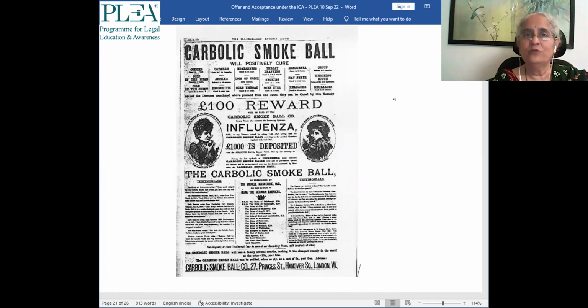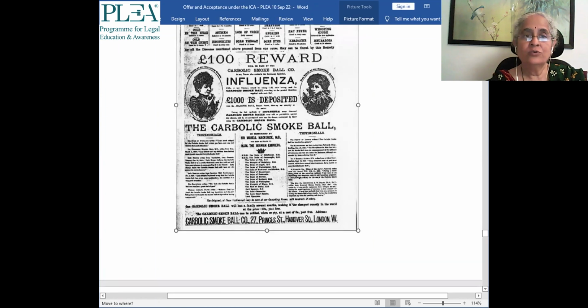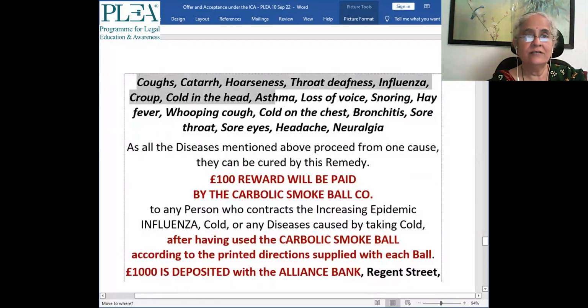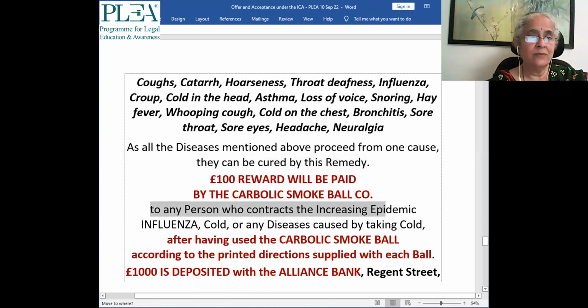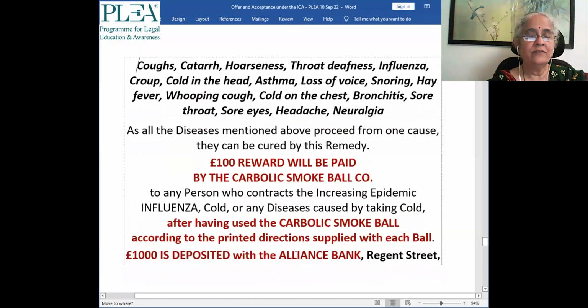To inhale the fumes. So it says carbolic smoke ball will positively cure so many illnesses. This is the list of illnesses. And £1,000 reward will be given to anyone who catches influenza. So here is the text version of it. These are the illnesses. And these are all caused from one cause. They can be cured by this remedy. £100 reward will be paid by this company to any person who contracts the increasing epidemic influenza caused by taking cold after having used the carbolic smoke ball according to the printed directions supplied with each ball, and £1,000 is deposited with the Alliance Bank, showing our sincerity in the matter.